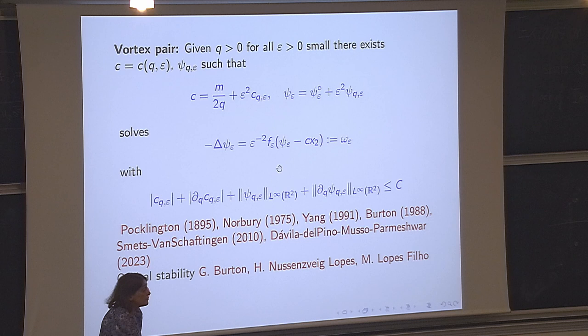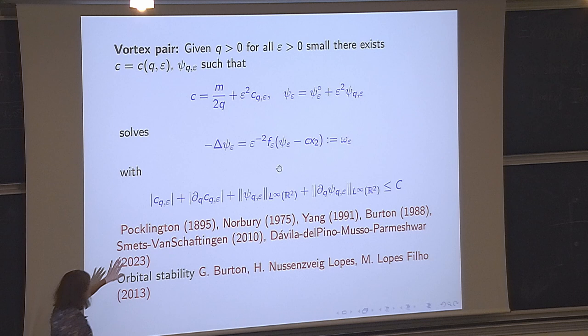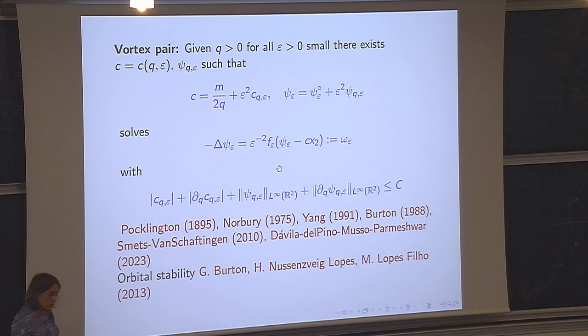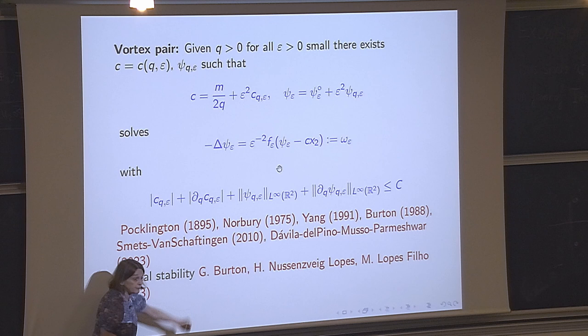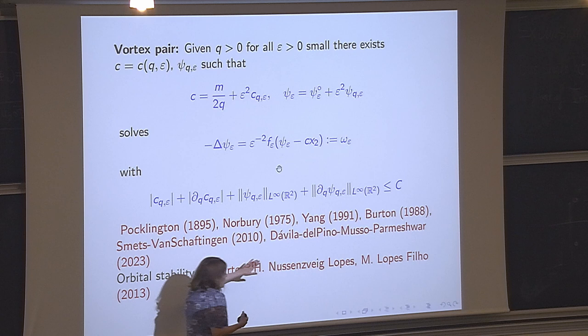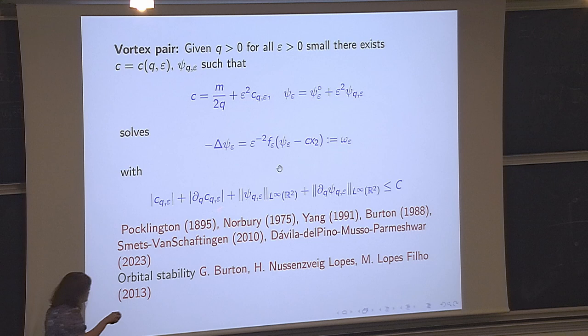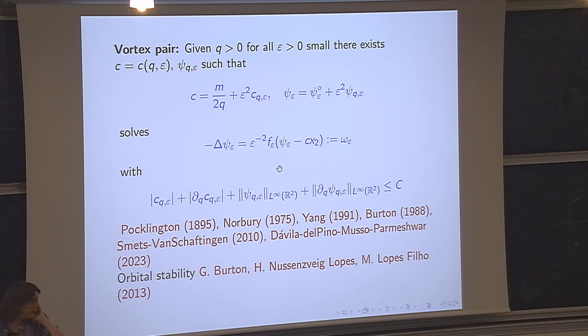Now, Norbury was the first one that rigorously proved the existence of a vortex pair. There is work by Smets and Van Schaftingen in which they use this nonlinearity. I would say that we also give some contribution in the understanding of, in particular, the dependence on Q of these terms here, because we need them. And these objects are orbitally stable. Elena, with Milton and Geoffrey Burton, proved that.